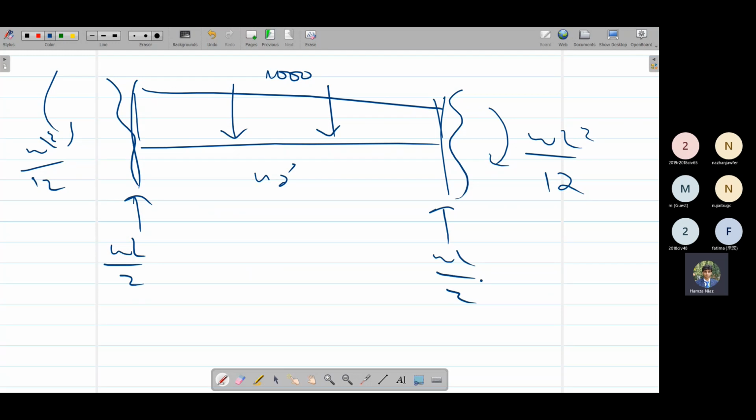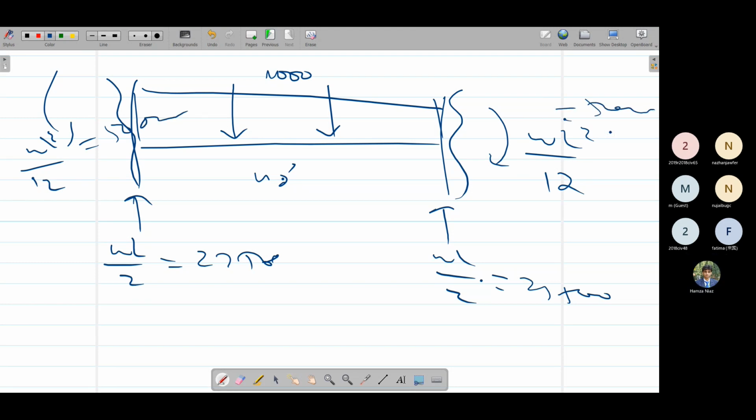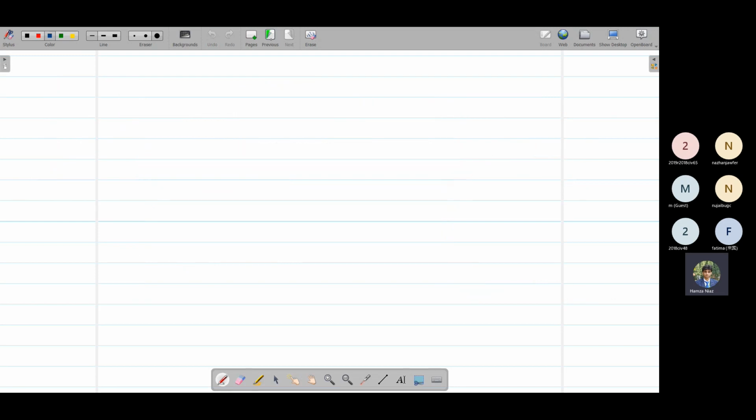So this way we can calculate reactions. 1000 into 45 by 2, so 500. This is also 500. And similarly, suppose this is 50,000 and this is 50,000. So these are reactions. But for our nodal forces, we have to inverse them.